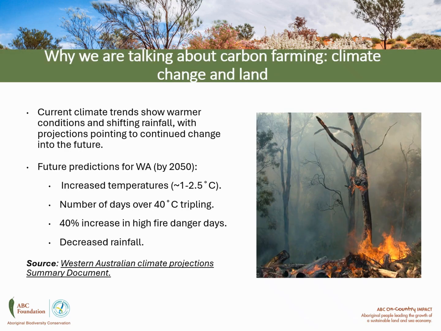So why are we even talking about carbon farming? Well, one of the big reasons is obviously climate change. Current climate trends show that warmer conditions and shifting rainfall are coming, with projections pointing to continued change into the future. Some of those future predictions for WA by the year 2050 are an increase in temperatures by about 1 to 2.5 degrees Celsius, the number of days over 40 degrees Celsius tripling in a given year, a 40% increase in the number of high fire danger days, and a decrease in rainfall. This has been sourced from the Western Australian Climate Projections Summary document.